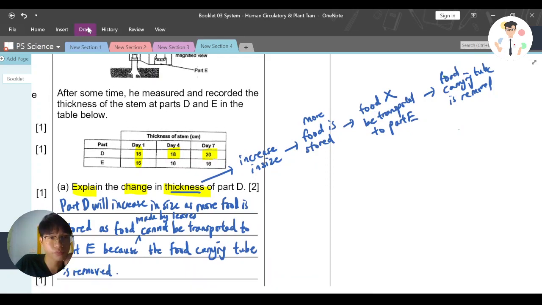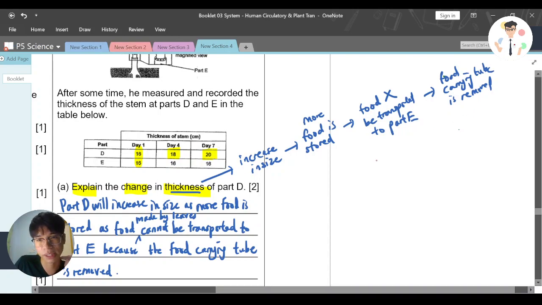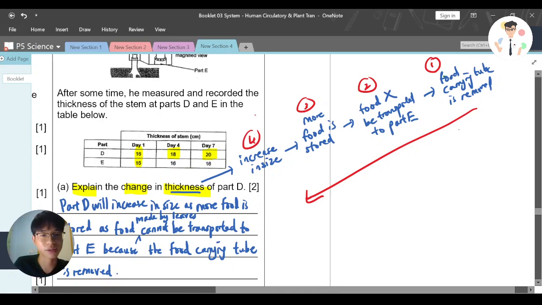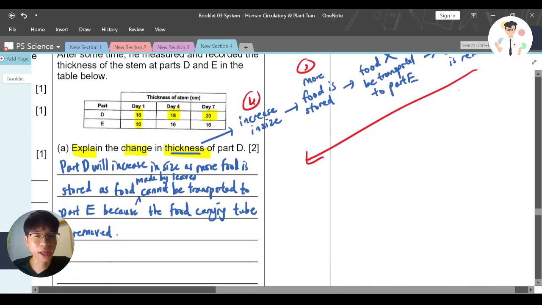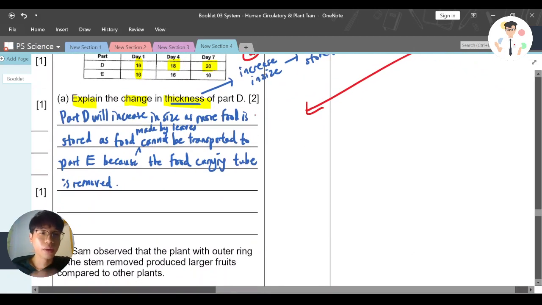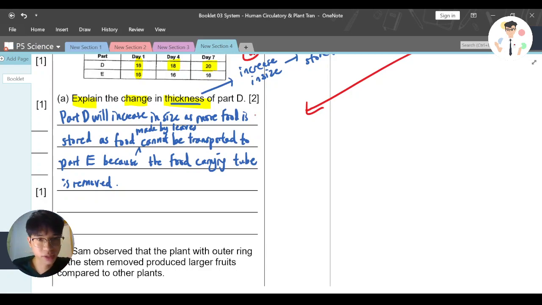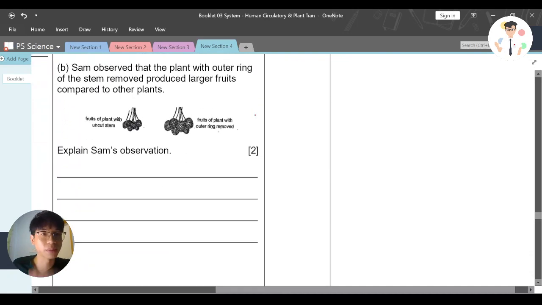Or another way is you can explain from here to here. You can say that as the food carrying tube is removed, food was not able to be transported to part E. That's why more food is stored at part D, which resulted in an increase in size. I think this is better, it's more sequential. But the most important thing is you must explain these few points in your answer: part D will increase in size, more food is stored, food made by the leaf cannot be transported to part E because the food carrying tube is removed. Okay, let's move on to part B.